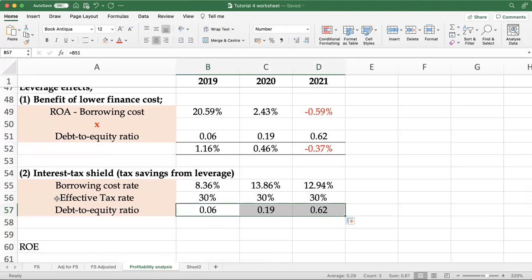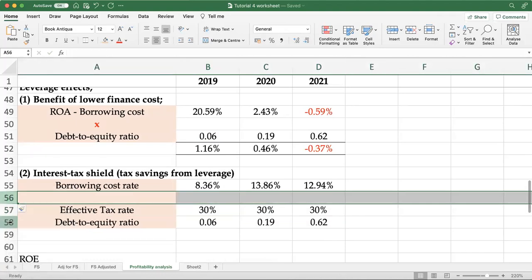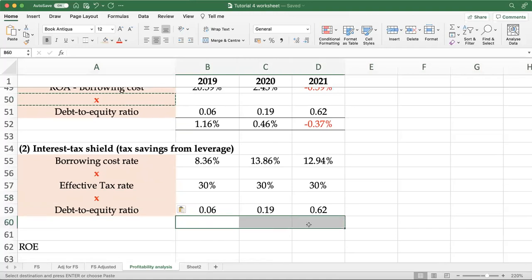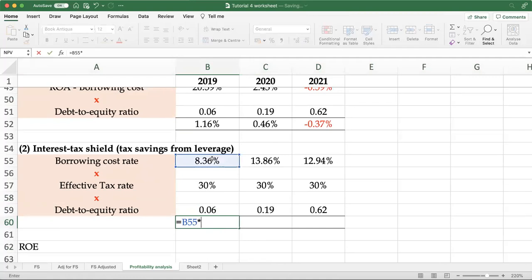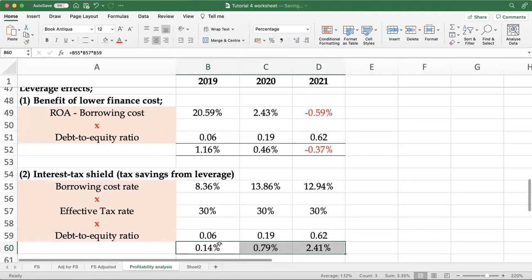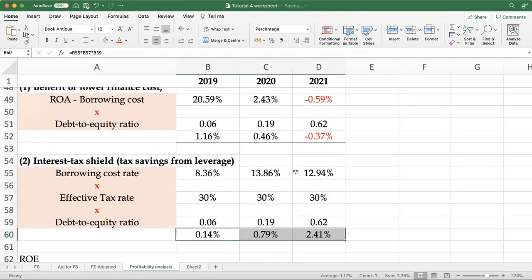So when you multiply these three, borrowing costs multiplied by effective tax rate multiplied by debt to equity ratio, you get the tax savings from leverage.